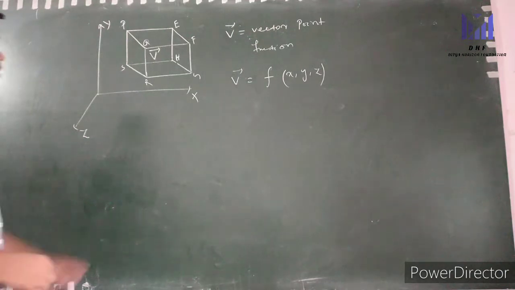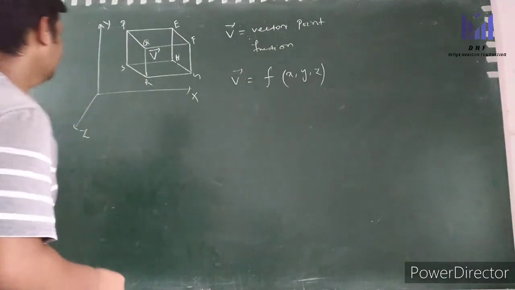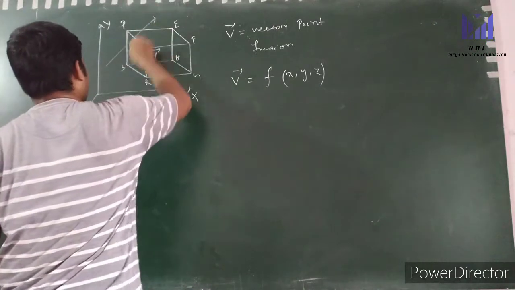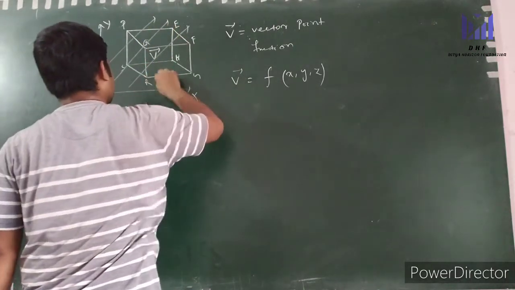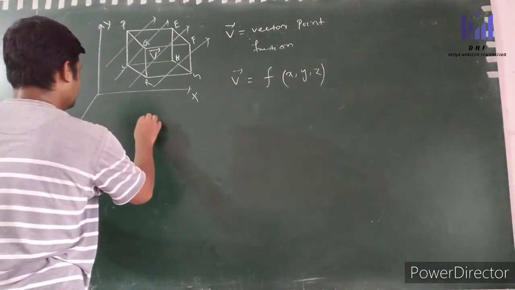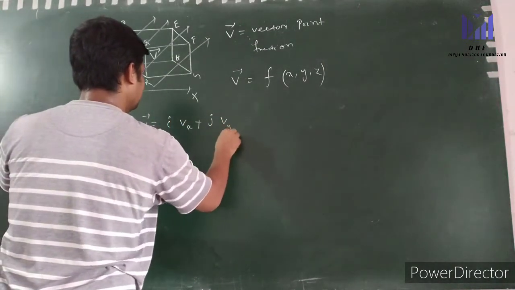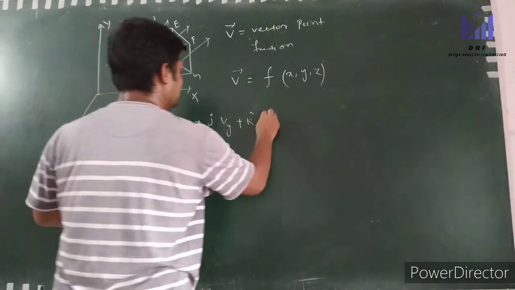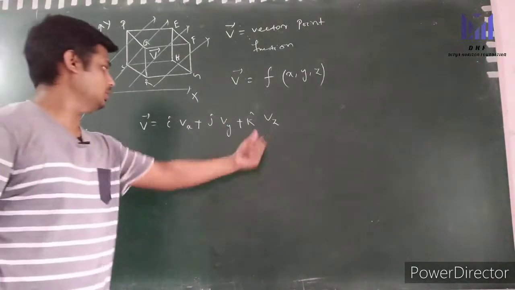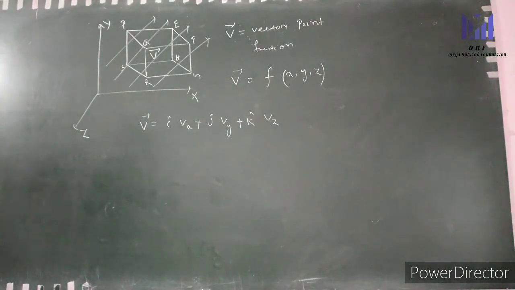So if this vector point function is almost constant throughout the volume, it must have a constant direction throughout the volume. Let's say this direction is like this. So this vector point function v can be written as i cap Vx plus j cap Vy plus k cap Vz, where Vx, Vy and Vz are the components of that vector point function.